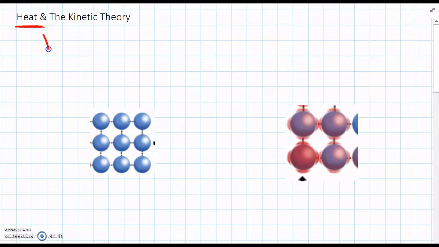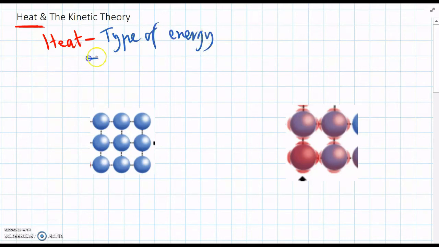So the first thing we need to remember is that heat is a type of energy, and it always flows from a hotter object to a colder object. Somewhere where there's a lot of heat to somewhere where there's not much heat. From hotter to colder materials.